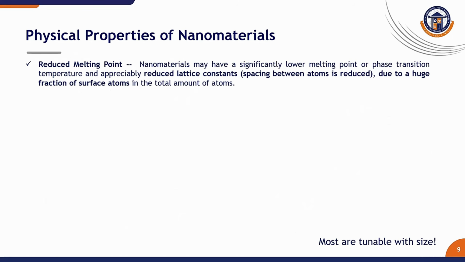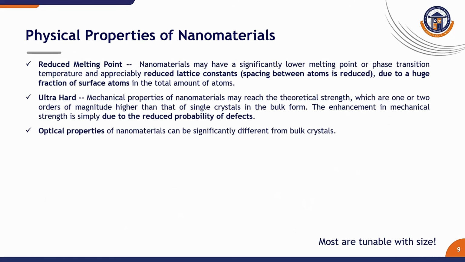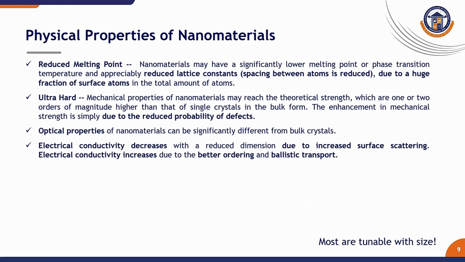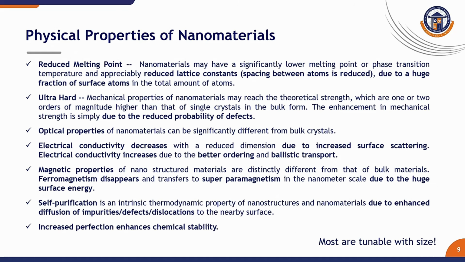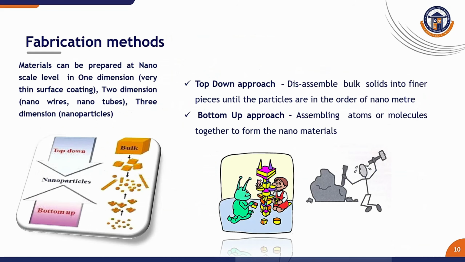Physical properties of nanomaterials. Nanomaterials often have a reduced melting point due to the large fraction of surface atoms, and their mechanical strength can be one or two orders of magnitude higher than bulk crystal due to fewer defects. Optical properties shift, with applications in displays and solar cells. Magnetic properties also change. Bulk ferromagnetism can vanish and be replaced by superparamagnetism.